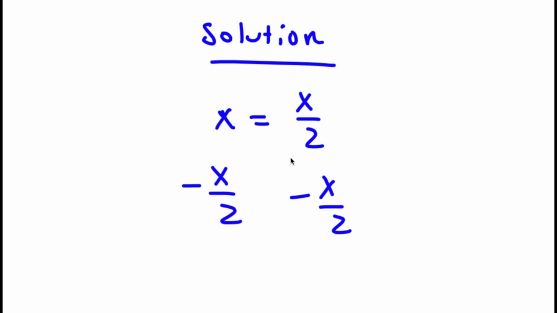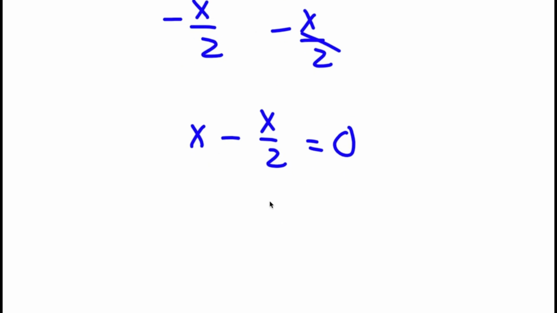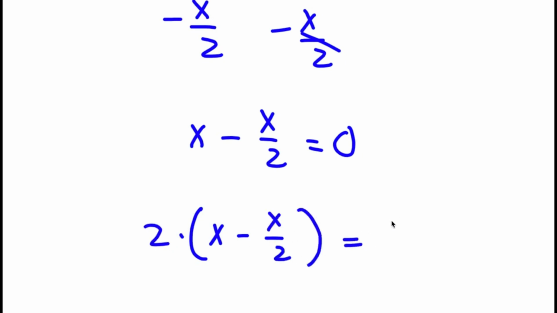So then these two x over 2's cancel out, and now I'll be left with x minus x over 2 is equal to 0. Now I'm going to multiply both sides by 2. So now I have (x minus x over 2) times 2 is equal to 2 times 0.